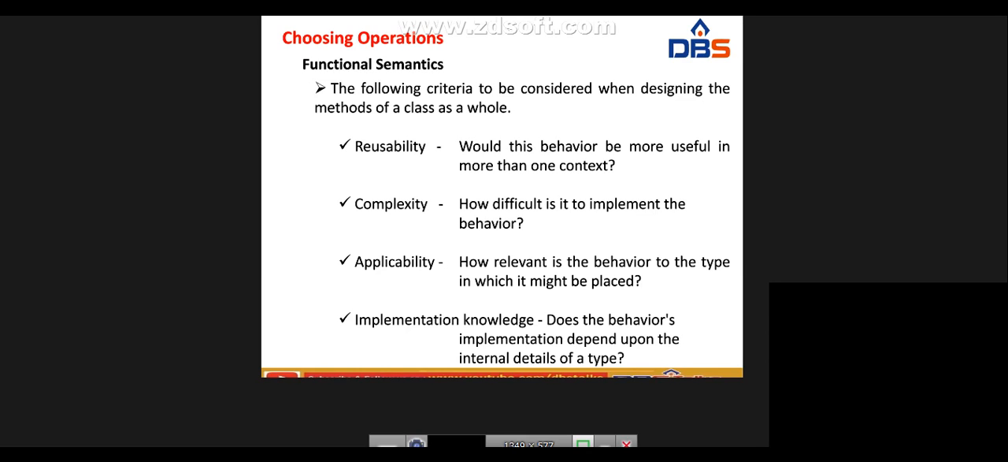And applicability: how relevant is the behavior? How relevant will it be to the particular type where it will be placed? And implementation knowledge: does the behavior's implementation depend upon the internal details of a type? It will depend on the internals.